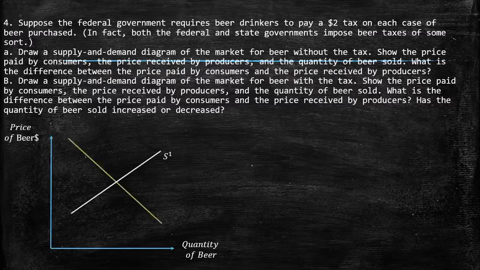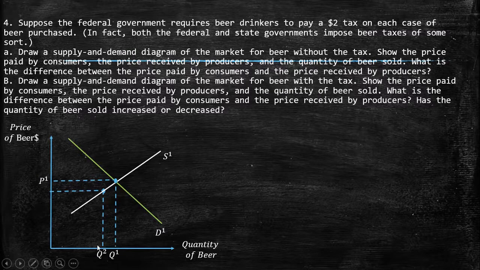So here we have the initial position. Don't pay attention to these two dotted lines. Here we have P1 and Q1. So what is going to be the price, which is the first question.